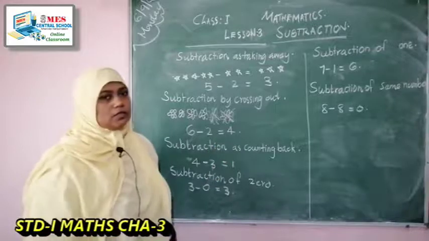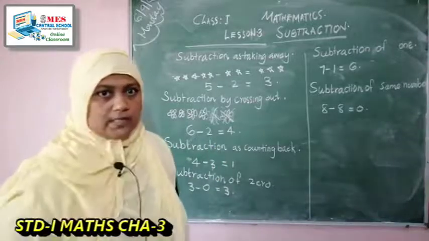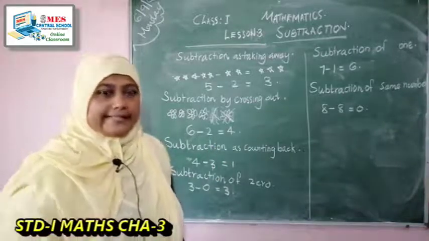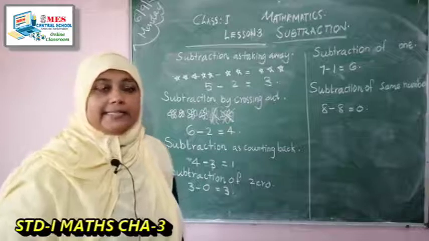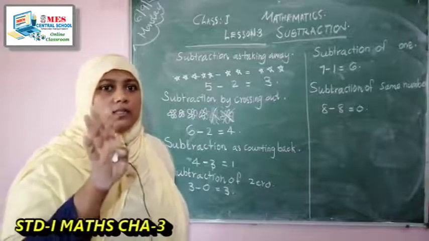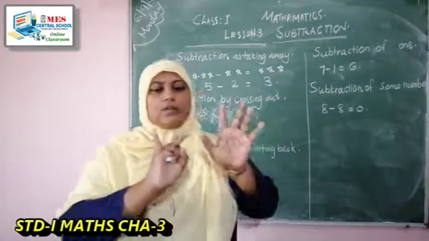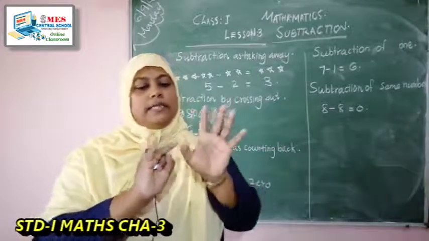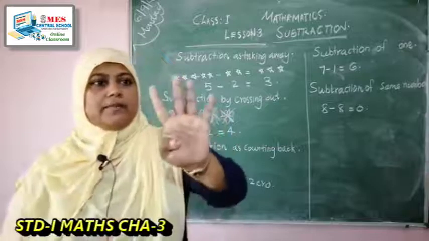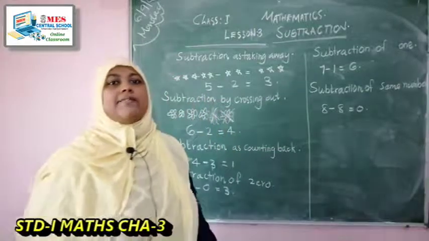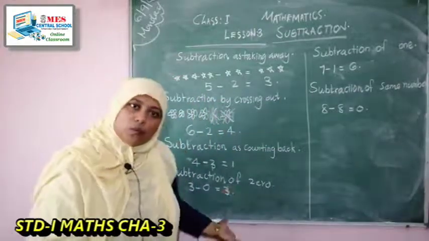Okay, so if it is 7 flowers, then 7 minus 3, how many do you want to cross out? 3 want to cross out. So of the 7, how many want to cross out? 1, 2, 3. Okay, 3 crossed. What remains? 4. So 7 minus 3 is equal to 4.